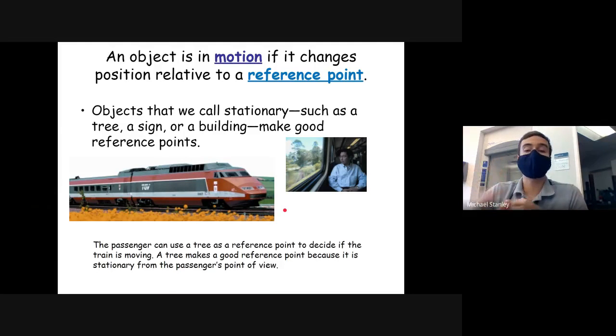So speed, velocity, acceleration, it all has to do with motion, how things are moving. And the thing about motion is that it is relative, meaning that if you want to compare how fast or how slow something is moving, you have to compare it to something else.